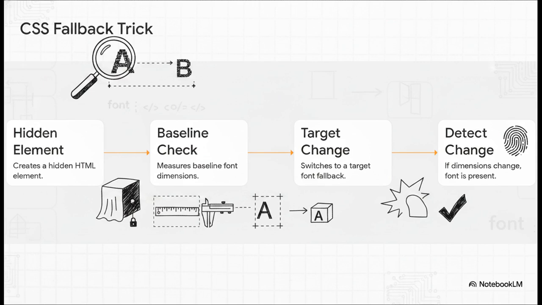So instead, they run a test. A script creates a completely hidden piece of text, measures its exact width and height using a baseline font, and then asks the browser to display that exact same text using a specific target font. If those dimensions change even slightly, boom, the tracker definitively knows you have that font installed. And a typical tracking script can test up to 500 different fonts in under 100 milliseconds, completely undetected by you.